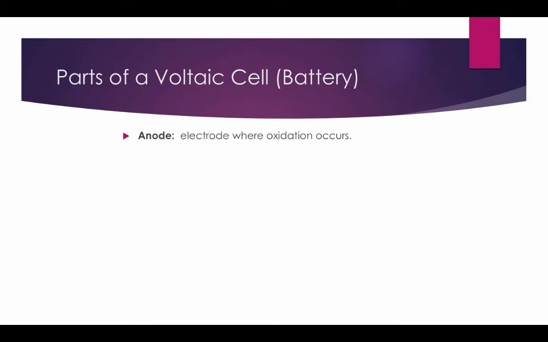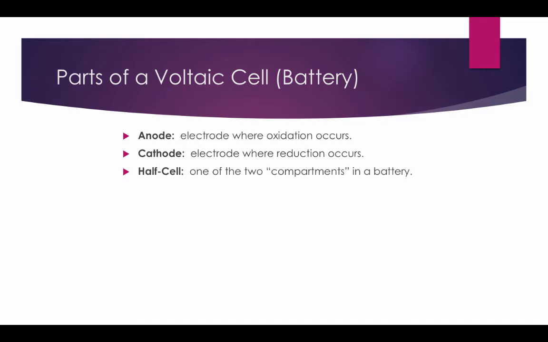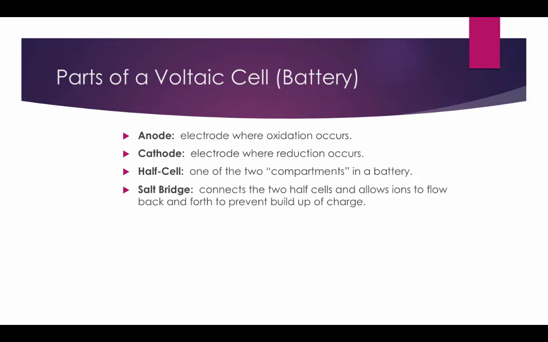The first is the anode. This is the electrode where oxidation occurs. The second is the cathode. This is the electrode where reduction occurs. Half cell refers to one of the two compartments in the voltaic cell or the battery, so each voltaic cell will have two half cells, an oxidation half cell and a reduction half cell.